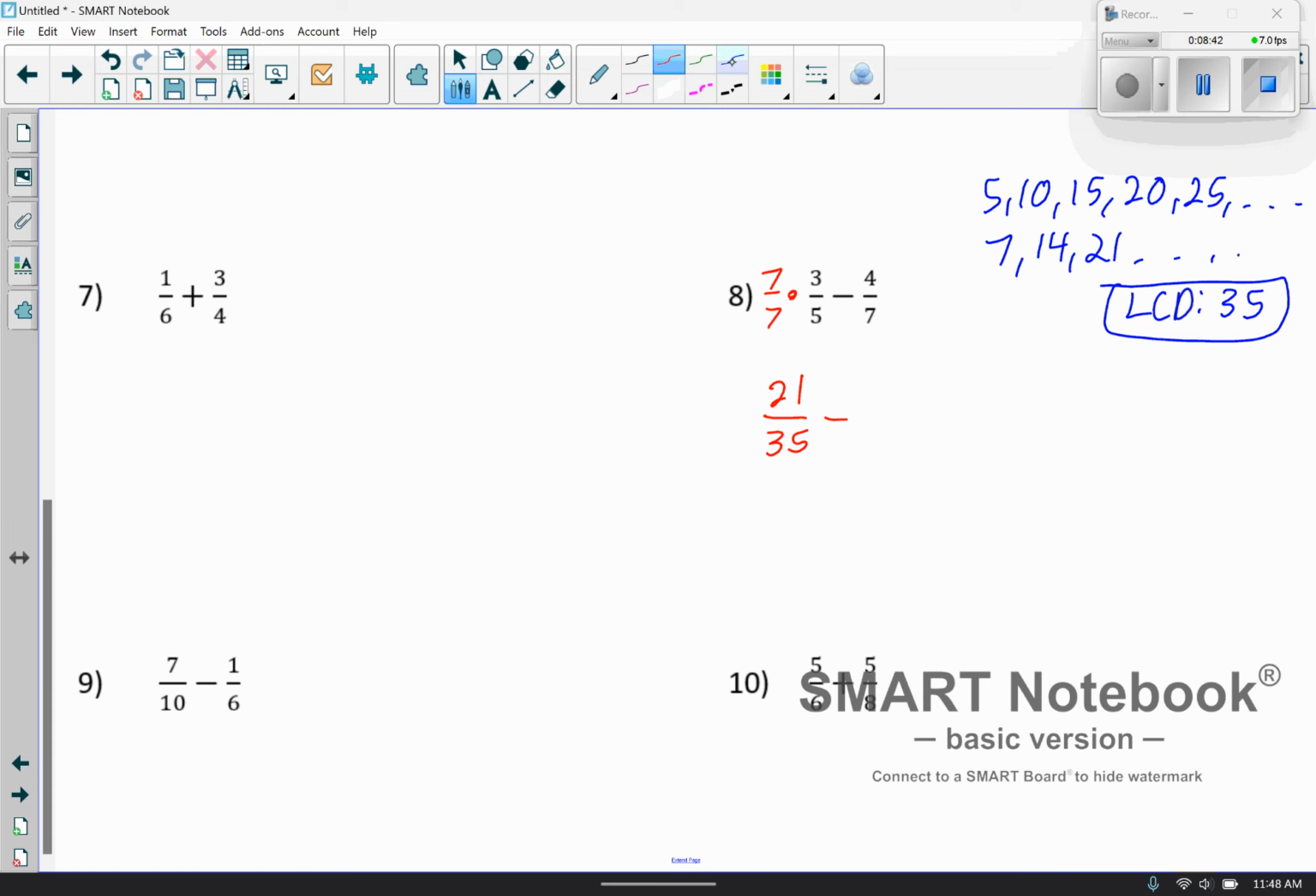And then for my second fraction, that one's going to have to be multiplied by 5 over 5, and that will give me 20 over 35. Now I have that common denominator. So then now we're going to have 21 minus 20 all over 35. And then 21 minus 20 is 1 over 35.